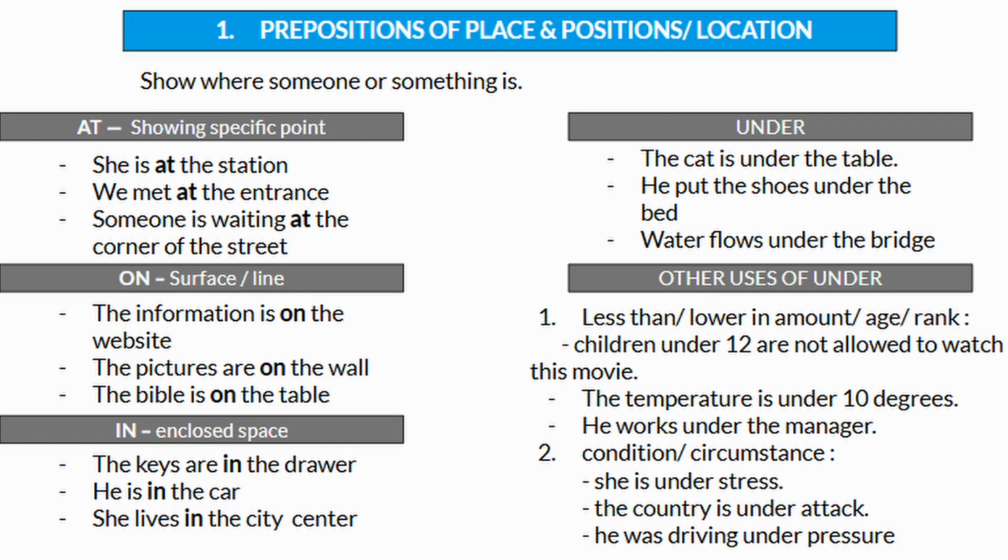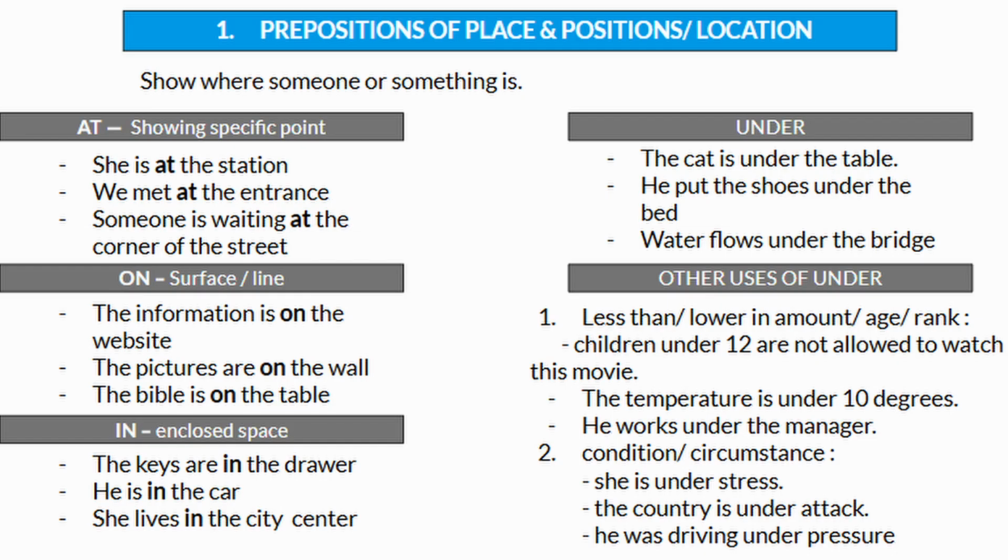We also have another preposition of place here, which is our fourth one. It is under. Example, the cat is under the table. He put the shoes under the bed. Water flows under the bridge. This is how we use the preposition of place under, but we also have other uses of under.